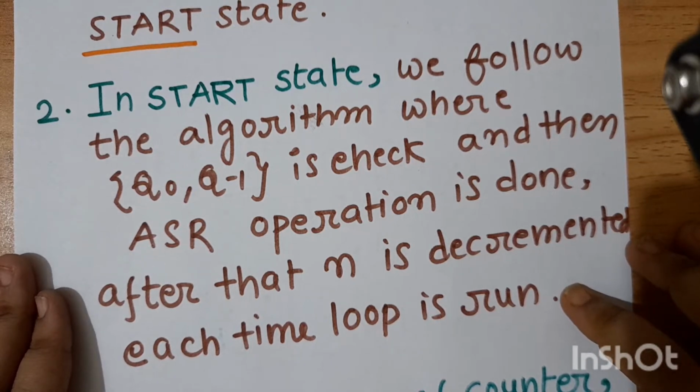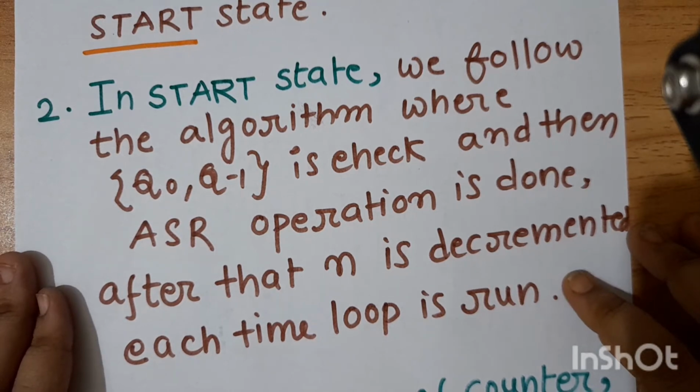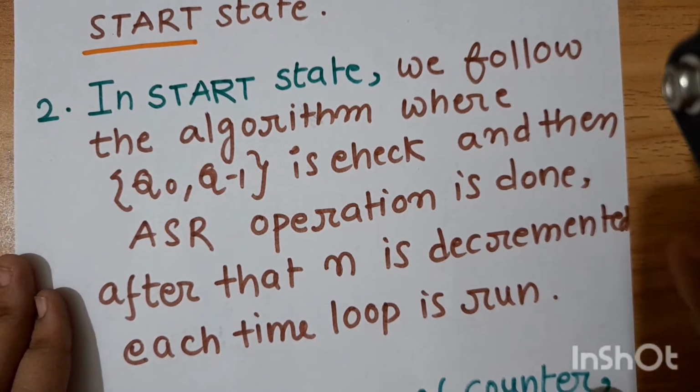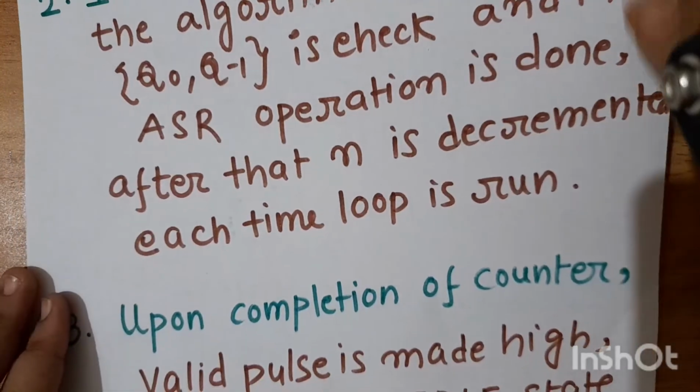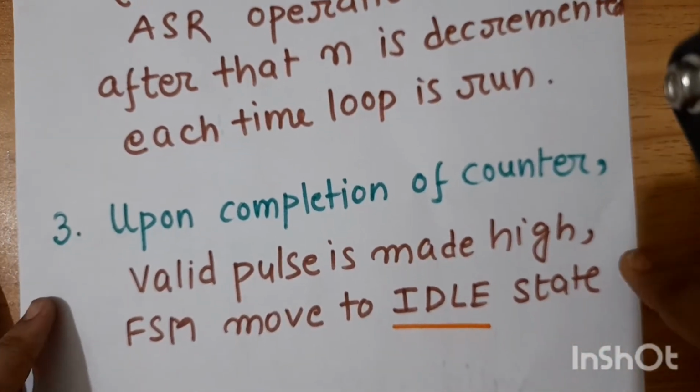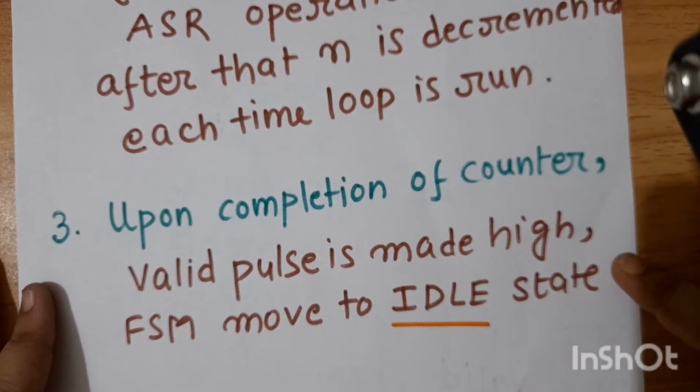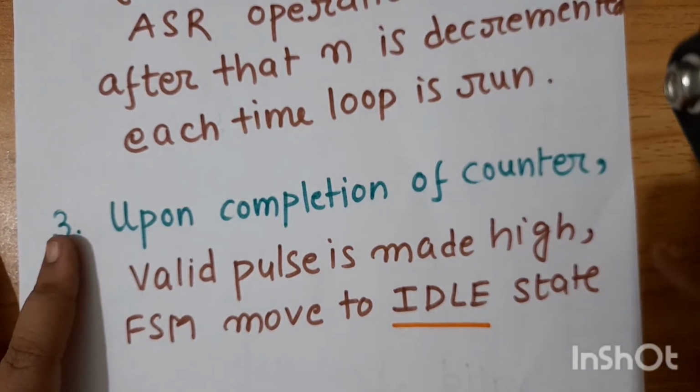That is, we check the value of Q0, Q minus 1. Then we do the ASR. Once we update the accumulator value, we do the arithmetic shift right operation. Once that is done, we decrement the counter and check whether it is 0 or not. Once it is 0, we go out of that loop. So upon completion of the counter, the valid pulse is made high and the FSM moves to the idle state again. That means the output is now available at the Z.